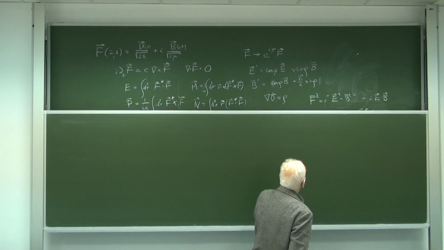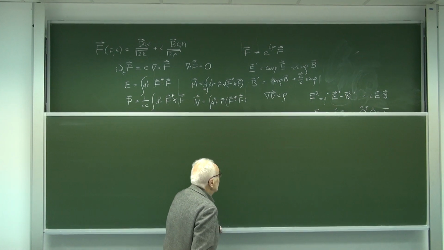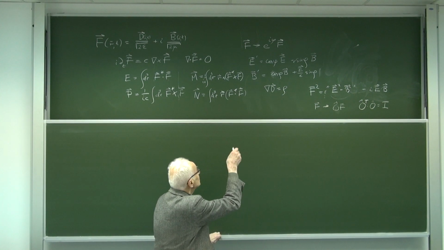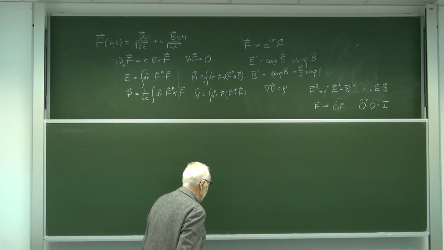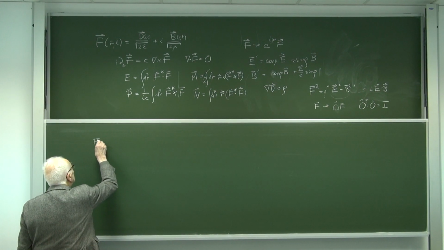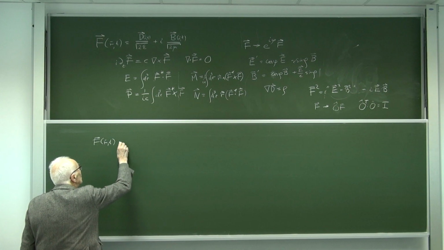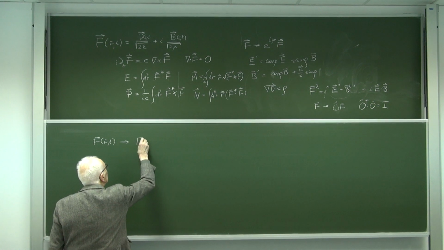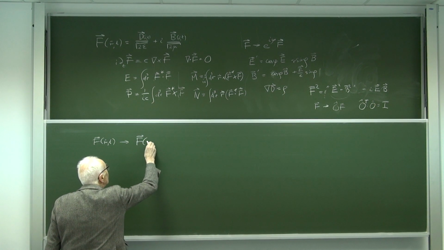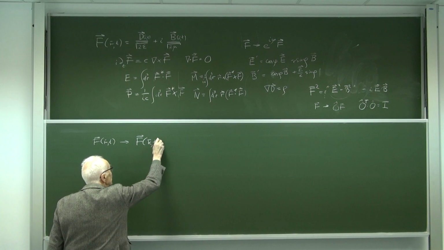And now, let's go further and try to make use of this whole formalism. The first thing that I will do is to go from F to the Fourier transform of F with respect to space, leaving t.